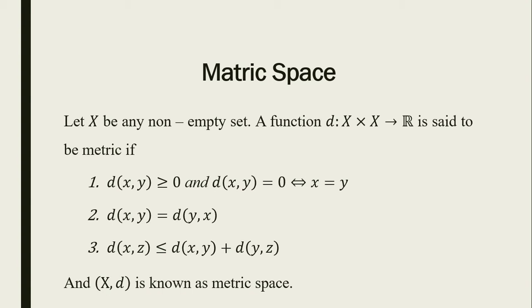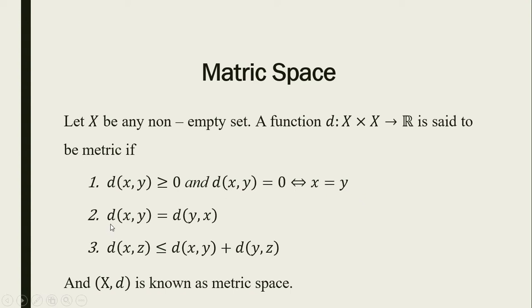Let X be any non-empty set and D a function from X cross X to R. D is said to be a metric if the following conditions are satisfied. First condition, distance of two points is always greater than or equal to 0. D of x,y is greater than or equal to 0, and D of x,y is equal to 0 if and only if x is equal to y.